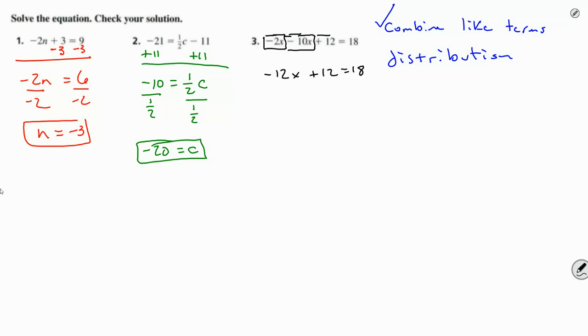From there, we get to solve like the previous two problems. Invert the order of operations, then invert the operation itself. Divide to invert the multiplication, and we'll get x equals negative 1/2. I would prefer a simplified fraction form.